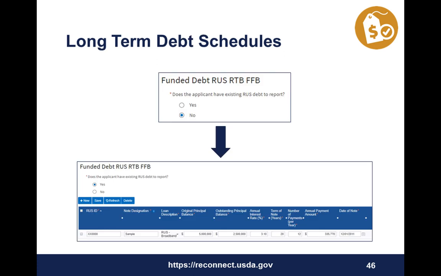If there are other sources of debt to report to USDA, you will need to do so. Specifically, for this example, an applicant has identified that there is an existing note that they have outstanding from the USDA. USDA will need you to identify that note, specifically the original principal amount, the outstanding principal balance, the interest rate, the frequency of repayments, the monthly payment, and the start date of that note. And the system can then calculate that amortization schedule.